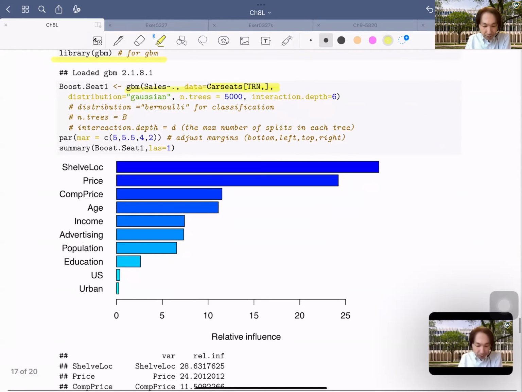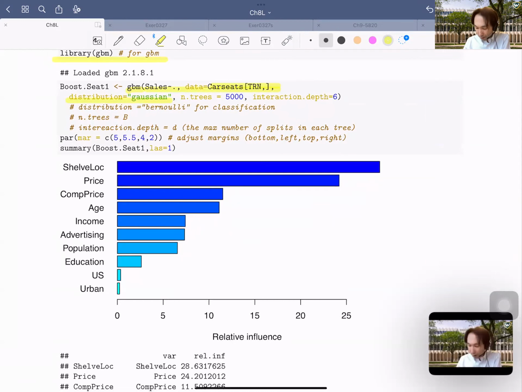And we have to specify the distribution here. We should use Gaussian, so that we minimize the mean squared error. If this is classification, you have to specify the distribution as Bernoulli. Classification with 0 and 1 is called Bernoulli in mathematics in general.